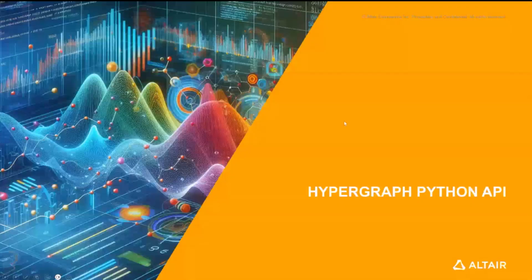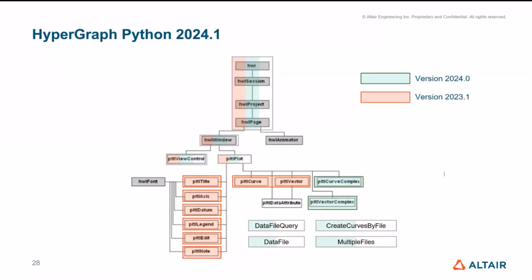Now let's go to HyperGraph. Here in HyperGraph, you see the coverage. We had already good coverage in 2024 and 2023.1. So we added a lot of stuff here. We added full support for polar plots, so plotting and the polar curve class. We added the complex plotting here in create curves by file.